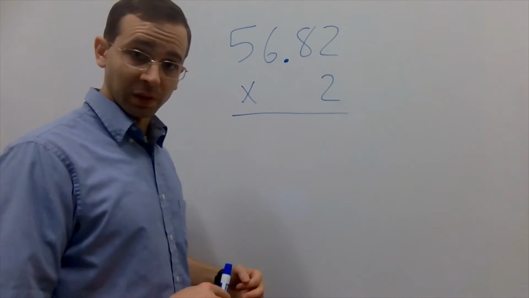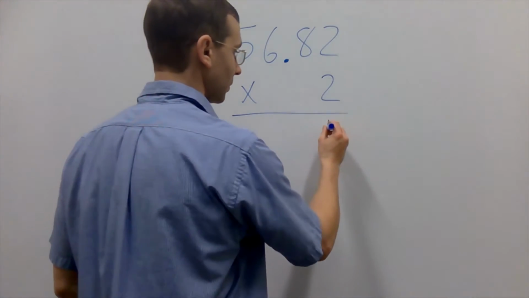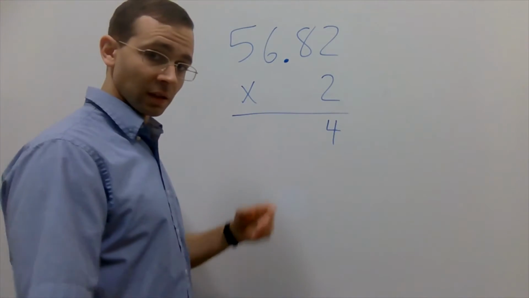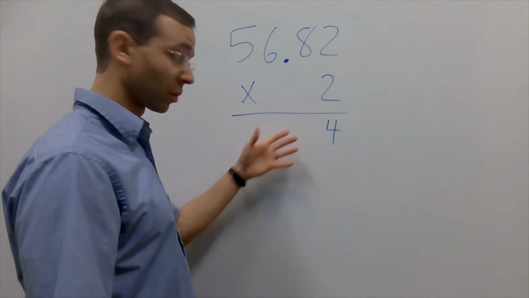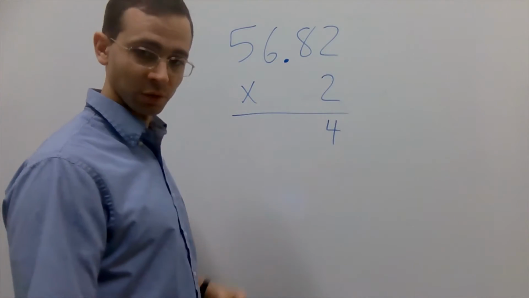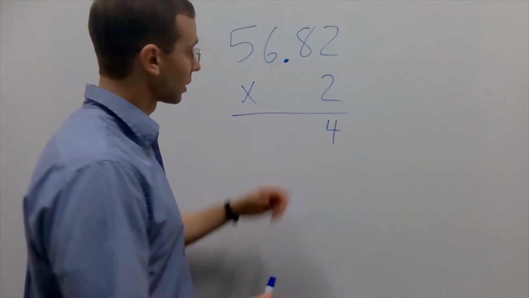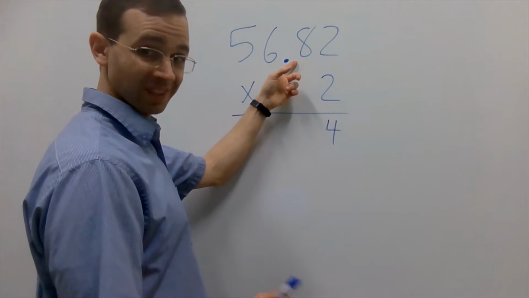We'll take this place value by place value once again. 2 times 2 is 4. As I said, the cumulative number of decimal places is what represents what comes out in the end here. So we'll have 2 decimal places in our answer. Keep that in mind. 2 times 8 now gives us 16.